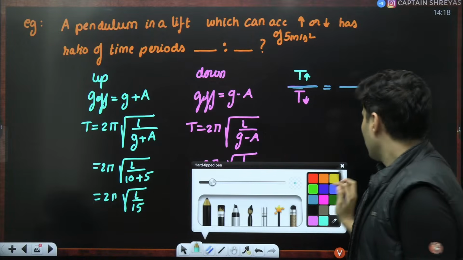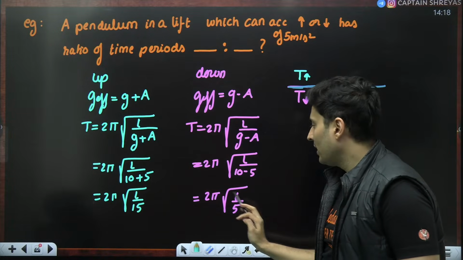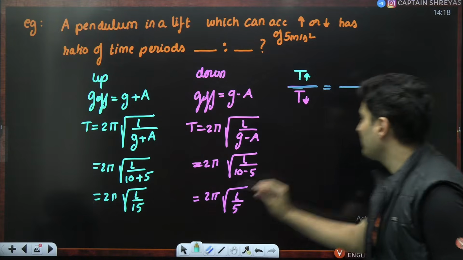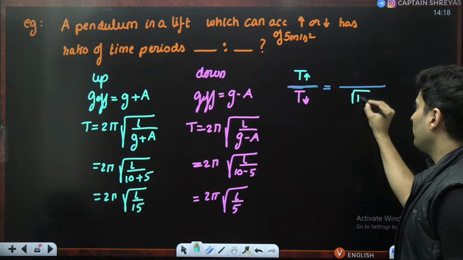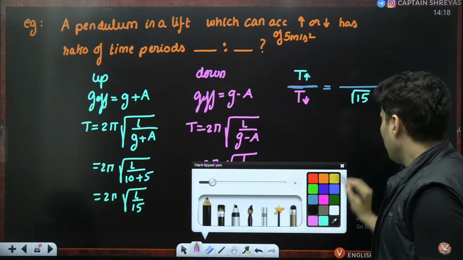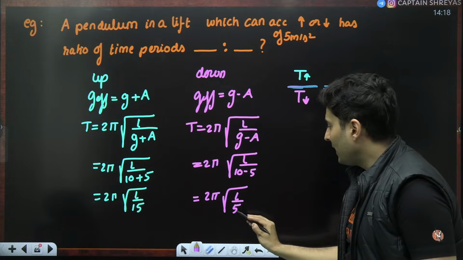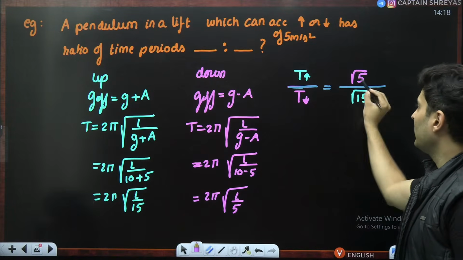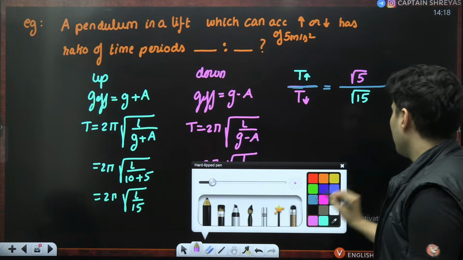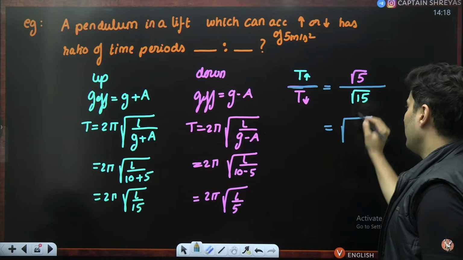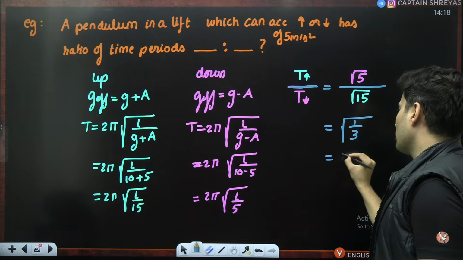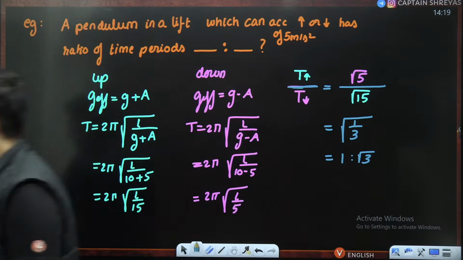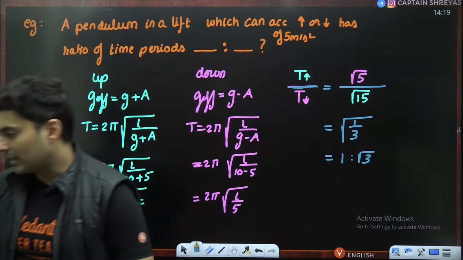Observe carefully. 2 pi, root L is the same. So while going up, root 15 is below. Again, while going down, root 5 is below. So if it is below, it will go on the top over here while going down. So that's it. Hence the ratio will be 5 and 15 goes 1 by 3 times. So 1 is to root 3. The answer is 1 is to root 3. Correct. That is the correct answer.